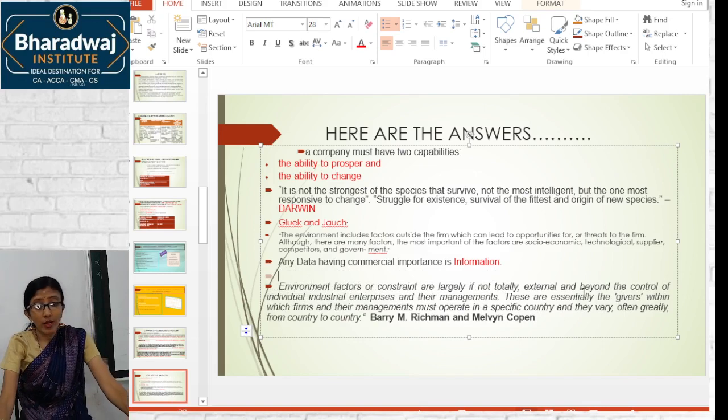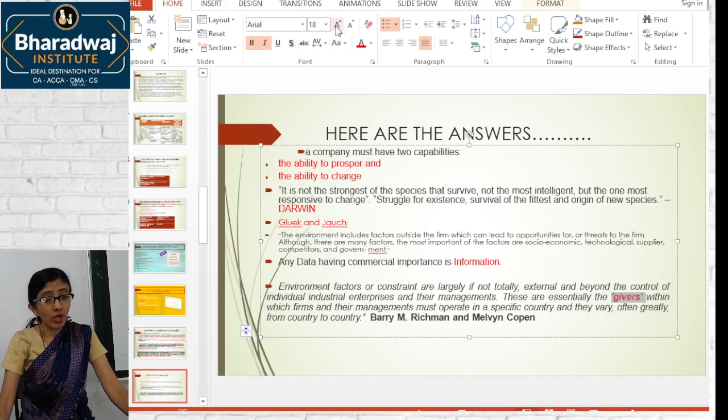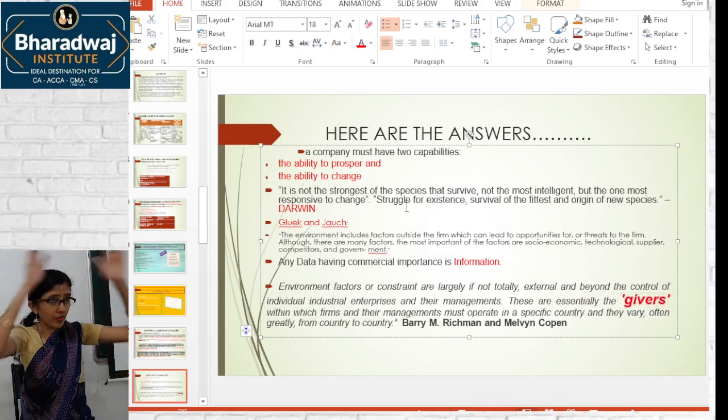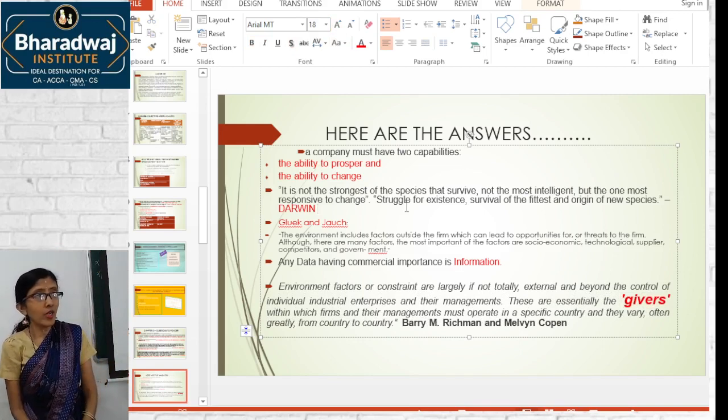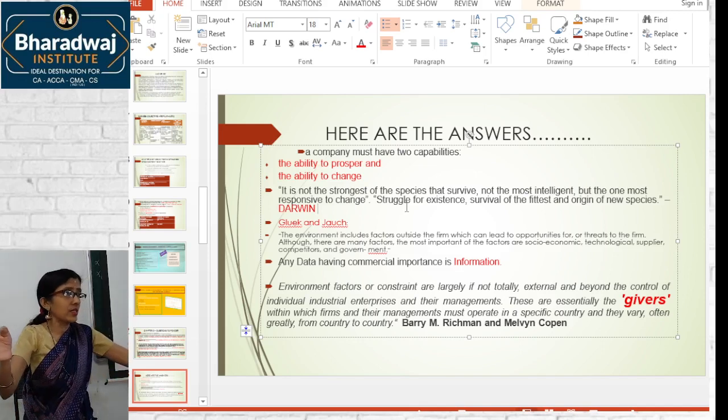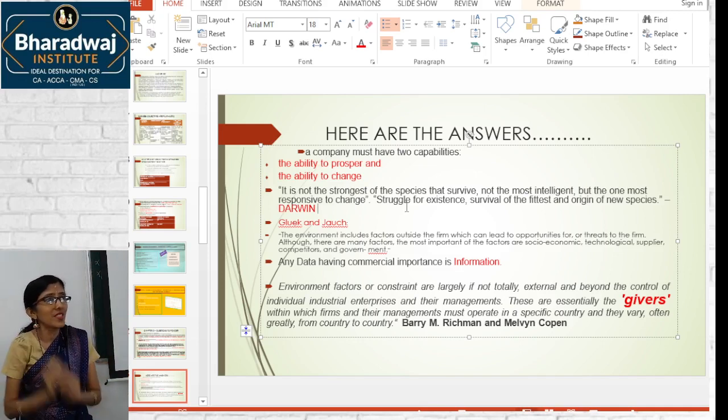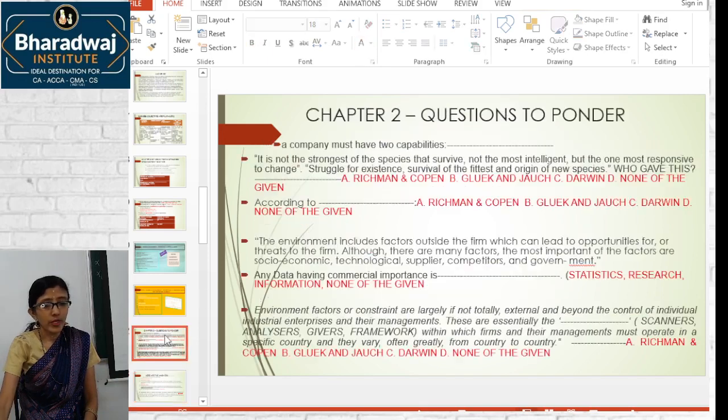Then look at this. Environmental factors are known as givers because that is the framework within which businessmen ought to work out their strategy. They are the givers. They are defining everything. That is what Richmond and Copen's theory says. See the environmental factors or even the constraints as givers. Given the condition, how am I going to run my business? We say, given my situation, this is the maximum I can do. That is the premise of Richmond and Copen's theory. Do you follow? So please make a note of it.